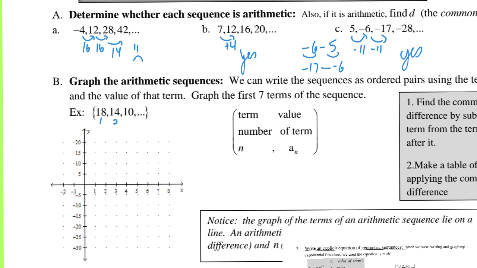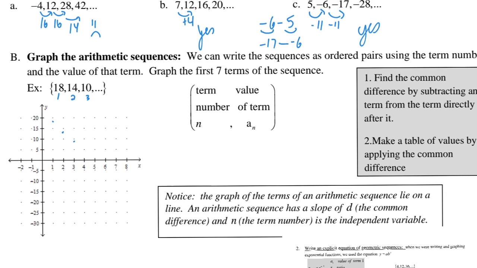Term 2 will call the value, the output of 14. Term 3 is 10. So it would not make sense to connect these values because they're actually just discrete values. So term 1 is 18, term 2 is 14, term 3 is 10, and notice if they have a common difference, well, then it's an arithmetic sequence, okay? And so I just want you guys to see that connection to figure out the common difference.